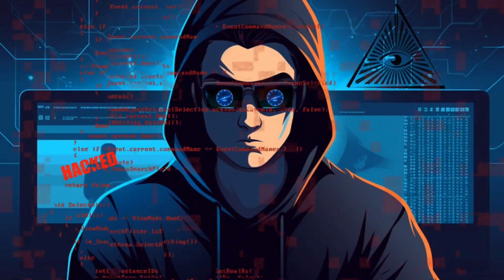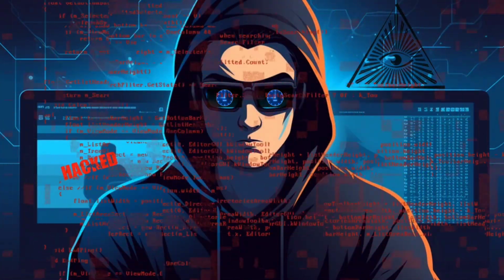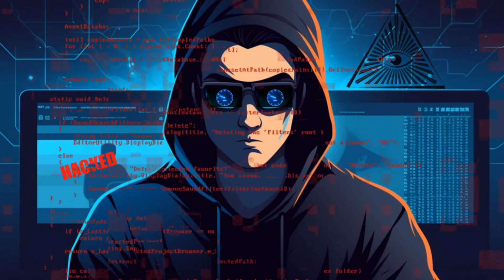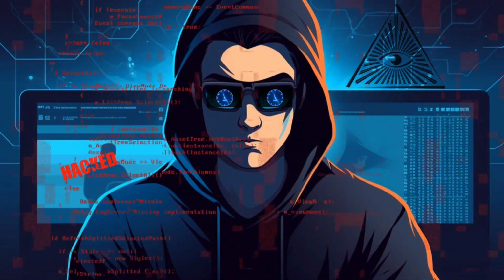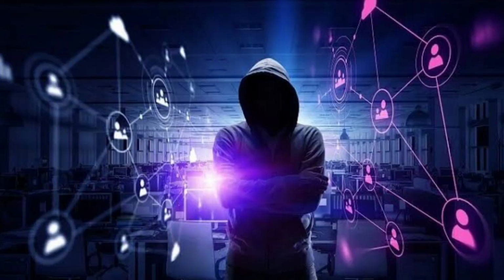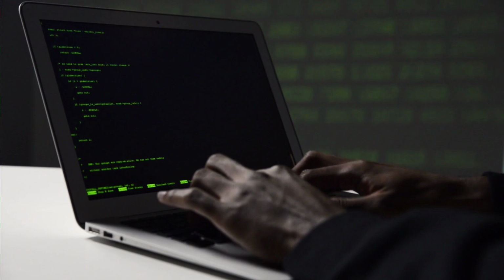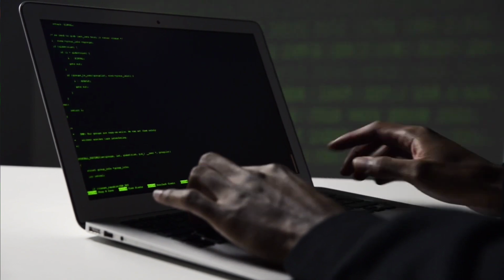As we venture into the enigma of hacking, we'll explore, clarify, and debunk. It's time to demystify the process of becoming a hacker. Becoming a hacker is not about donning a hoodie and typing furiously into a terminal. It's about developing a unique set of skills and understanding the nuances of the digital world.